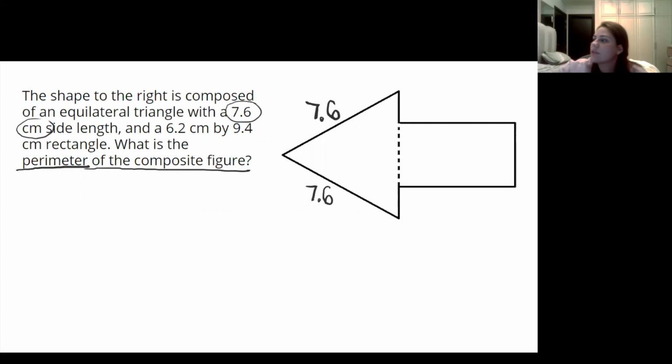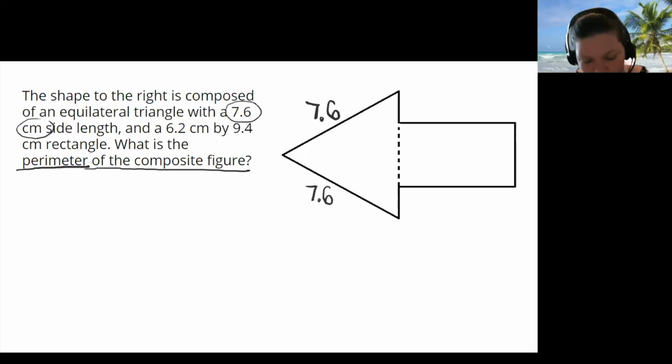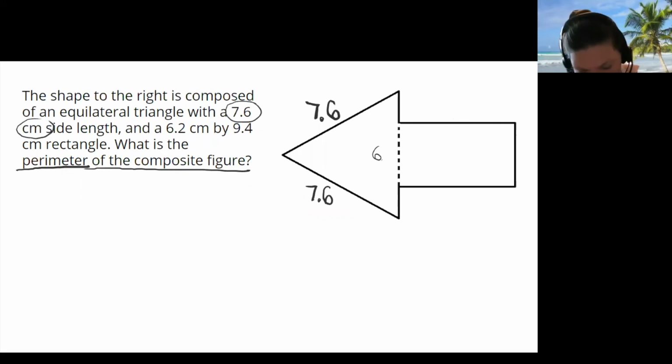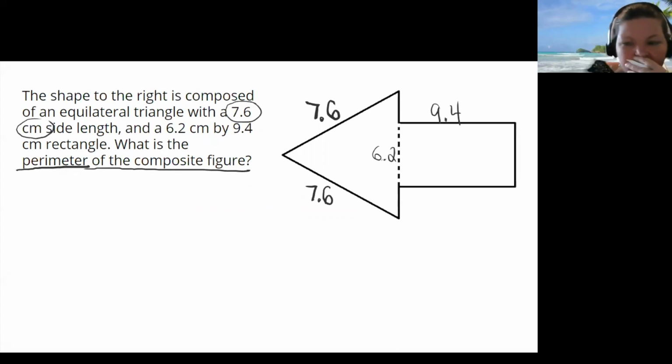Beautiful. Okay, so the rectangle is 6.2 by 9.4. Which should I put where? Should I put the 6.2 here or here? The length is 9.4. Now I'm going to ask you to stop because Manal's like, easy. Everybody else is like, how'd she know that? Okay, guys, how do we know to put the 6.2 there and the 9.4 there?